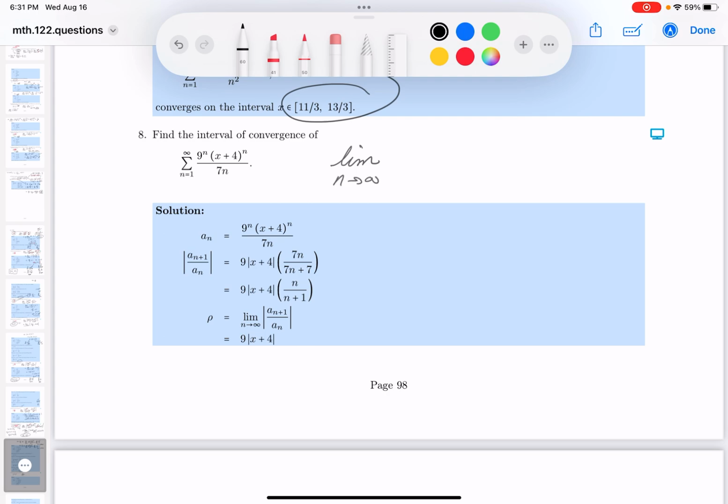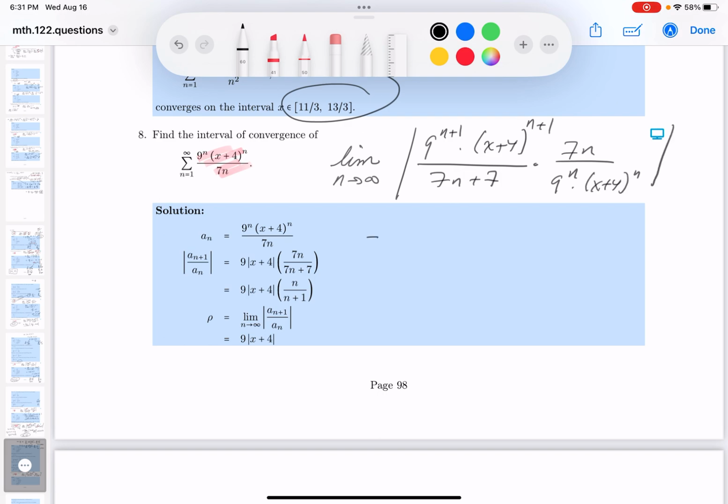The limit as n goes to infinity of 9 to the n plus 1, x plus 4 to the n plus 1 over 7n plus 7, times, again, the reminder is this is our a_n. We're going to divide by that, or multiply by its reciprocal, which is 7n over 9 to the n times x plus 4 to the nth power. Let's go through the work.